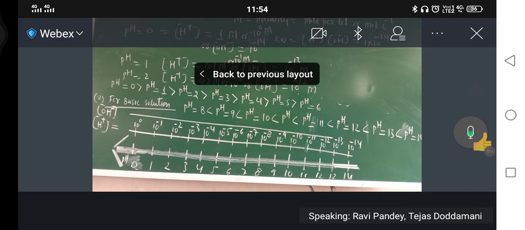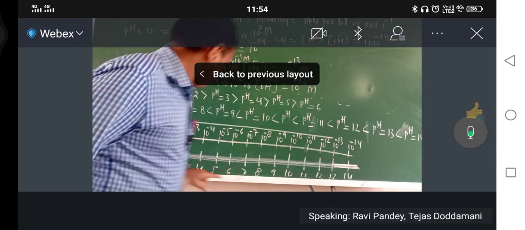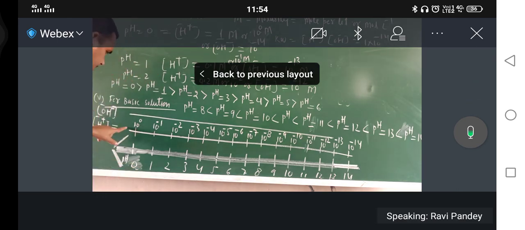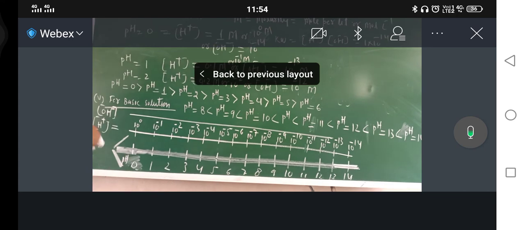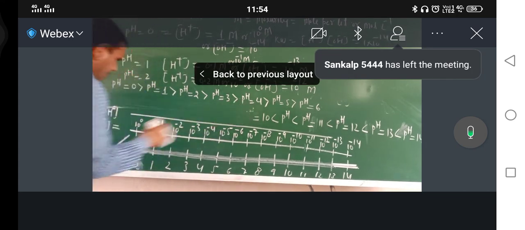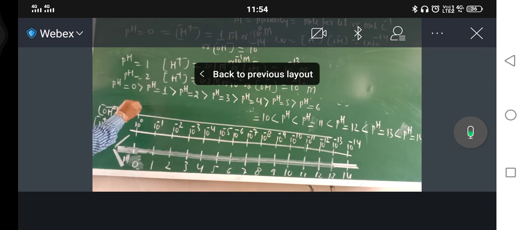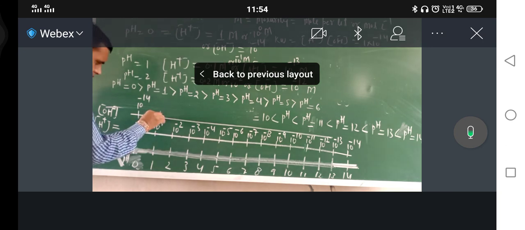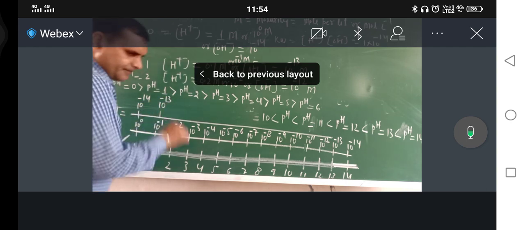Okay. So just see here. If pH is 0, so H positive ion concentration would be 10 raised to the power 0. Now what about OH negative ion concentration? OH negative ion concentration would be 10 raised to the power minus 14. Now if it is 10 raised to the power minus 1 for H positive, so the OH negative would be 10 raised to the power minus 13.